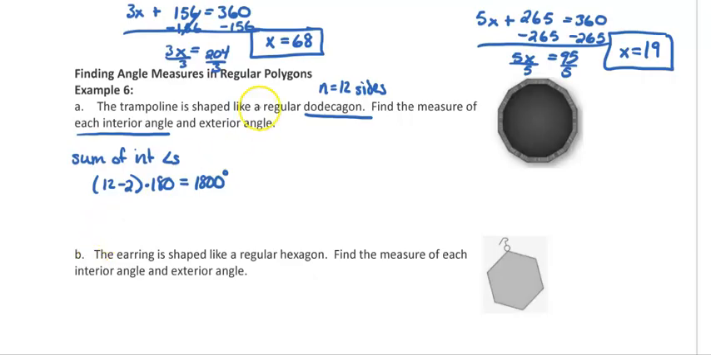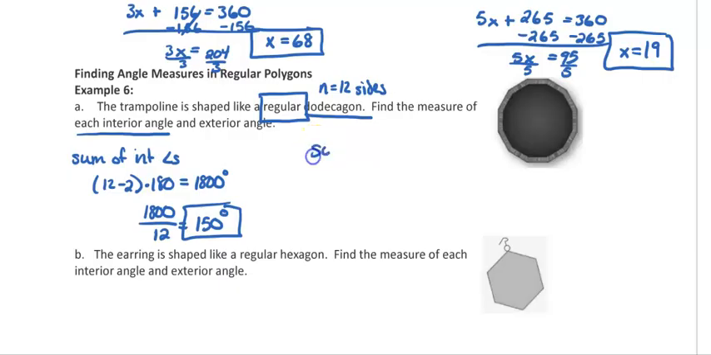Now, if it is a regular dodecagon, that means all angles are equal. So that tells me that there are 12 equal angles. So I take this sum, the 1,800, I divide by 12, and I find out that each interior angle is 150 degrees.